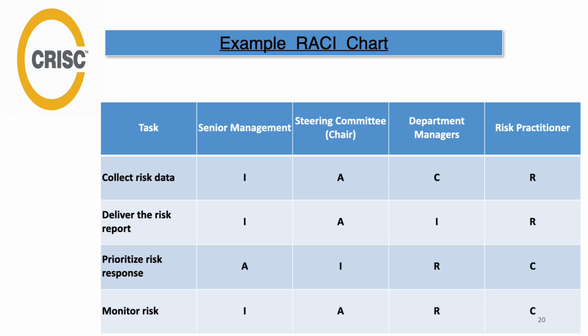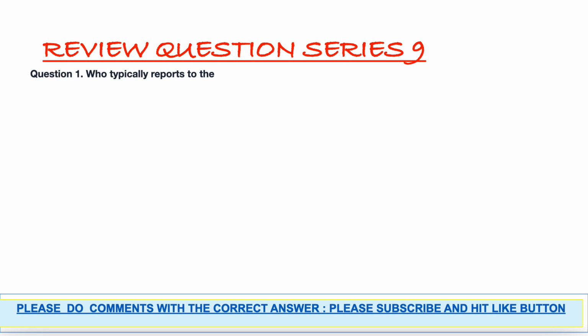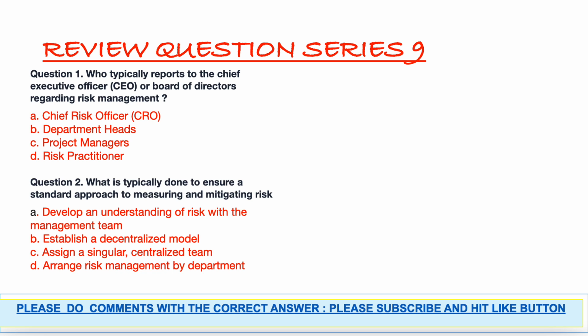Having discussed all these things, let's move on to the question answer series. Who typically reports to the chief executive officer or the board of directors regarding risk management? Chief risk officer, department head, project manager, risk practitioner. Second, what is typically done to ensure a standard approach to measuring and mitigating risk? First, develop an understanding of the risk with the management team. Establish a decentralized model. Assign a singular centralized team. Arrange risk management by department.